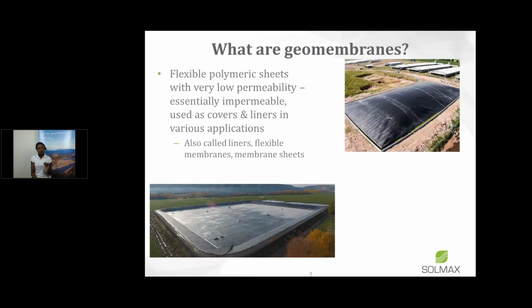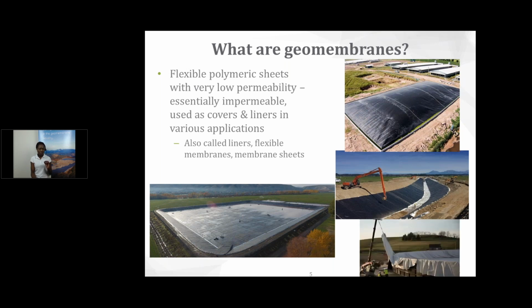So the first background information that I want to look at is geomembranes. So what are geomembranes? I've got a prop here with me to show you. Geomembranes are flexible polymeric materials that, for all intents and purposes, are considered impermeable. They are used as covers and as liners in various applications. Some people call them liners just because they're widely used as liners. Some people call them cover liners. Some people call them flexible membranes or membrane sheets. So any polymer material that can be used as an impermeable barrier system is a geomembrane.